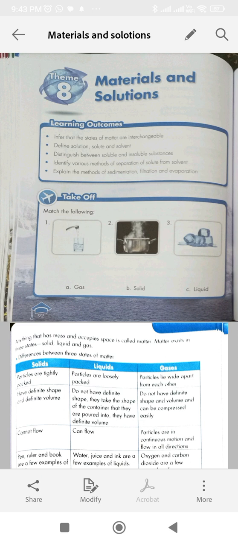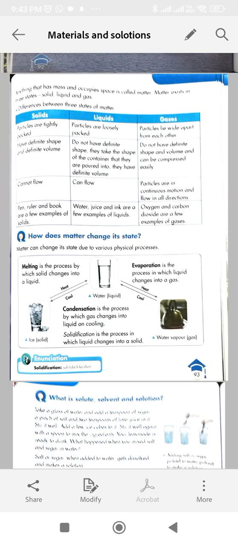Anything that has mass and occupies space is called matter. Matter exists in three states: solid, liquid, and gas. Differences between the three states of matter.